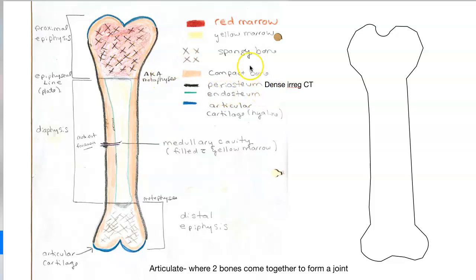Let's see. Red marrow, yellow marrow, spongy bone, compact bone, periosteum, endosteum. Periosteum's on the outside. Endosteum is lining the inside. So the periosteum is attached to the compact bone. The endosteum is attached to the compact bone, but on the inside of the bone. Articular cartilage, we've got that. So everything should be labeled there.